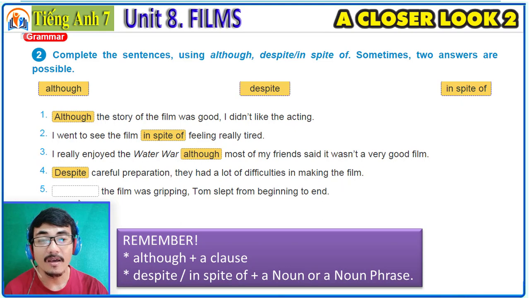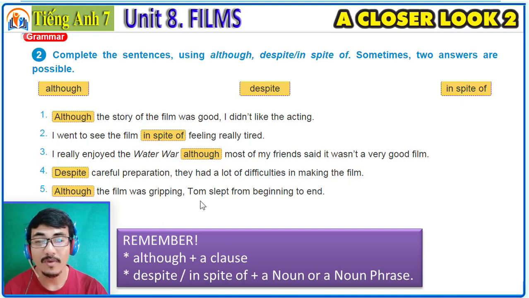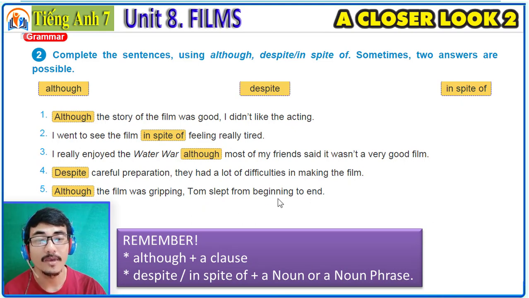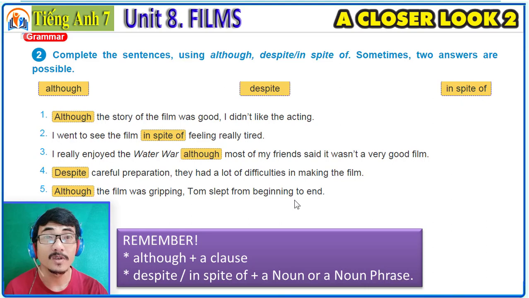Okay. 5. The film was gripping. The film was gripping is a clause, a sentence. So, although is correct. Although the film was gripping, Tom slept from the beginning to end. Oh my God. Tom slept from beginning to end. Okay, you got it? Yes. Once again, although goes with a clause. Despite and in spite of go with a noun or a noun phrase.